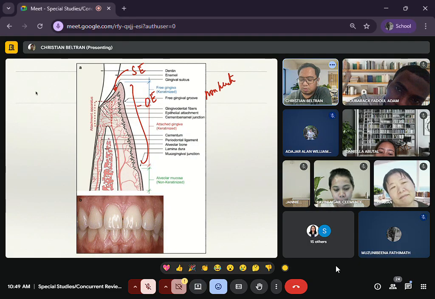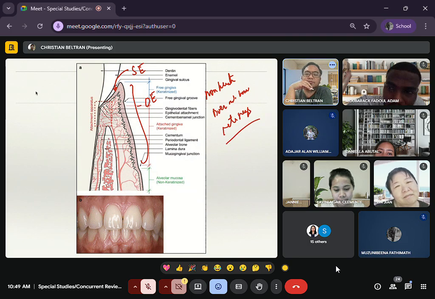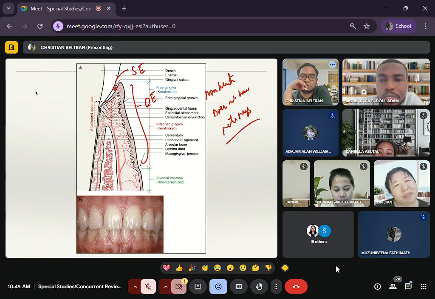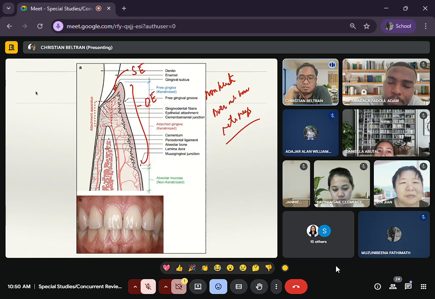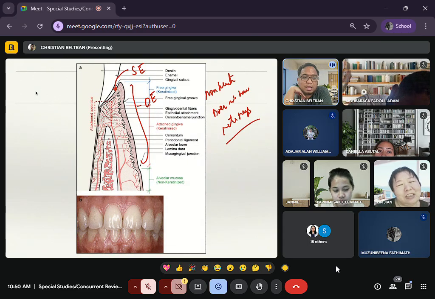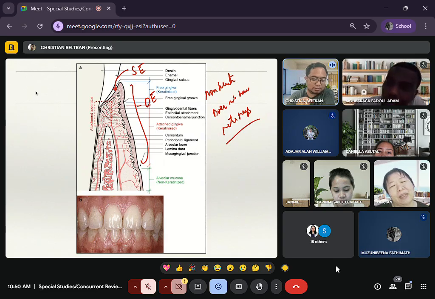And which among the two does not contain any rete pegs? The sulcular epithelium also does not contain any rete pegs, unless when? In the presence of disease, the sulcular epithelium would have a presence of rete pegs. But in gingival health, most of the time, it does not contain any rete pegs.